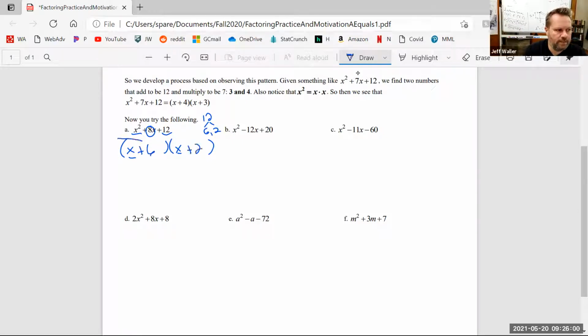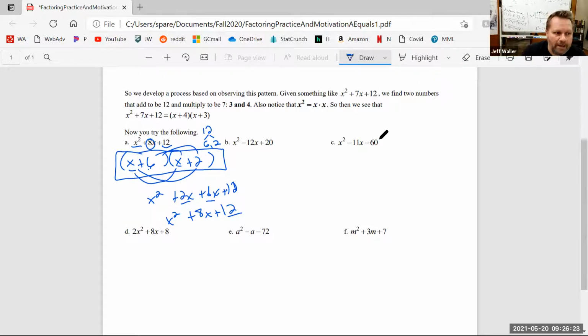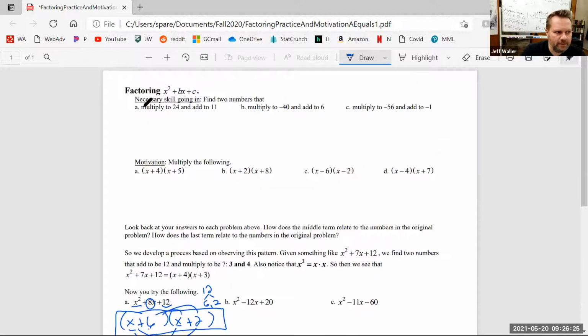So that's the answer, and we can check it. x squared plus 2x plus 6x plus 12. Do you see why it makes sense that this is the answer? Because 2 and 6 make 8. That's the middle term. And 2 times 6 made 12. That's the last term. So that's why this skill is so necessary, because that's exactly what you've got to figure out. It's a little number puzzle.